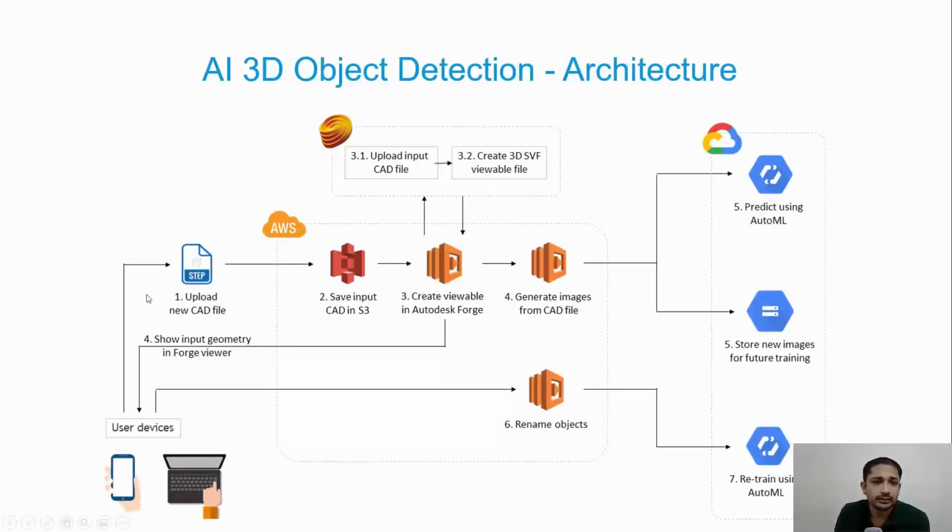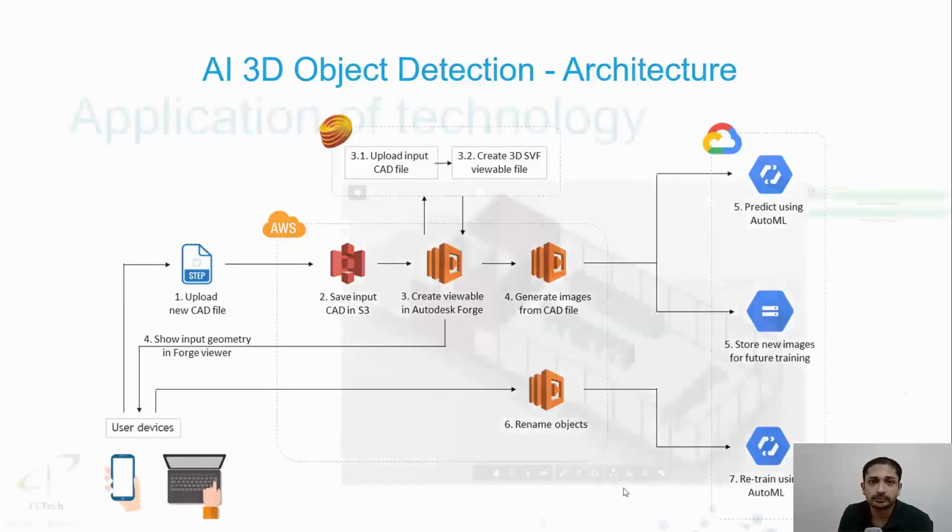So I'll just quickly read this. Upload the new CAD model. Here it starts by uploading the original CAD model, and then the Google services is consumed internally to get the detection, and then finally the objects are renamed, and user gets those objects with their proper naming as they have been detected. So that's how this whole architecture works.